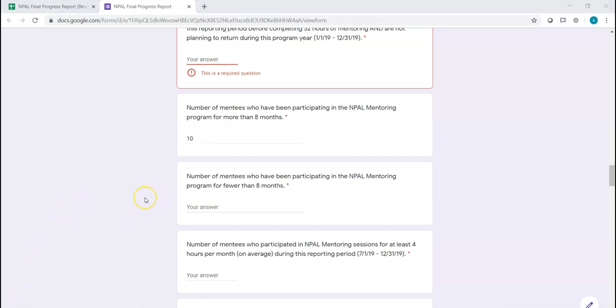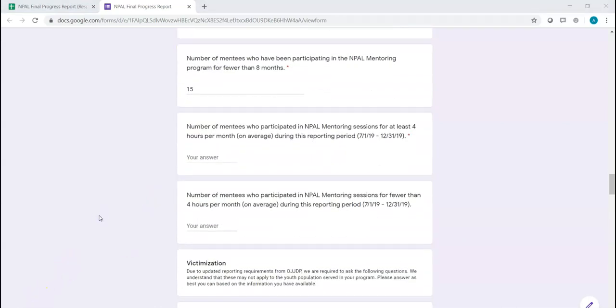The next question is the number of mentees who've been participating in your NPAL mentoring program for fewer than 8 months. And this has to be equal to or greater than the number that you recruited during this reporting period, so since July 1st of this year. So for me, I'm going to put 15 here.